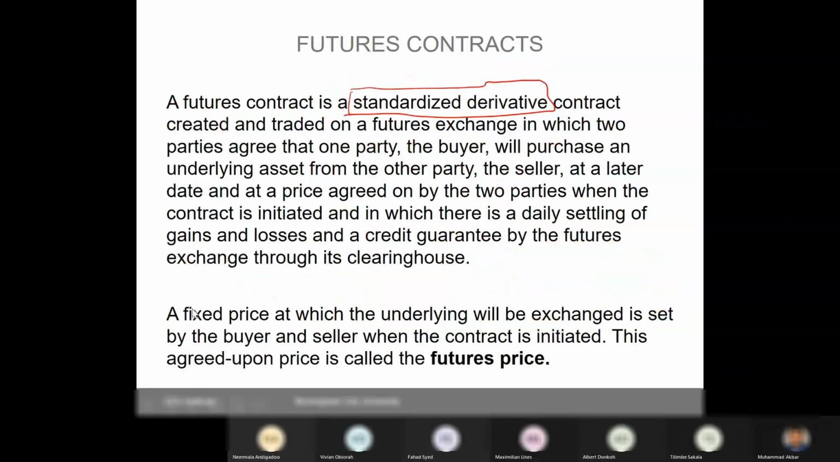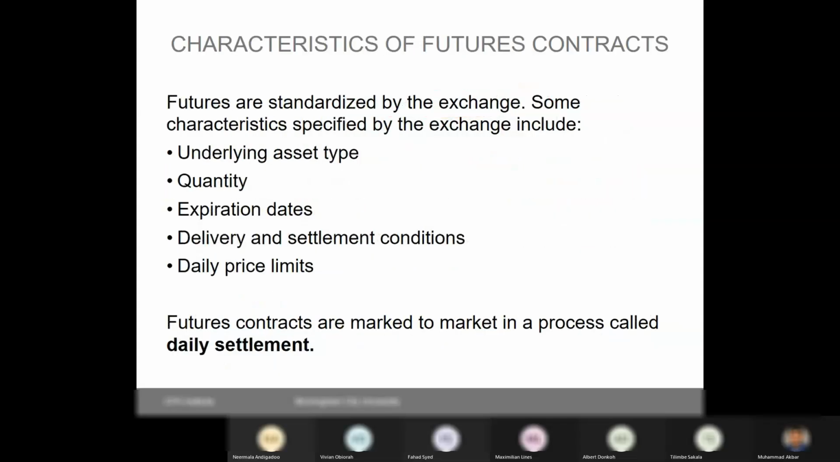Any questions? Remember, a fixed price at which the underlying will be exchanged is set by the buyer and seller when the contract is initiated. This agreed upon price is called the futures price. However, keep in mind that that price is only fixed for 1 day. When the mark to market happens in the afternoon, when the market is closing, that price is no more relevant. So for the next day, the previous day's closing price will be used to calculate the gains and losses. And we will have an example to illustrate this later.